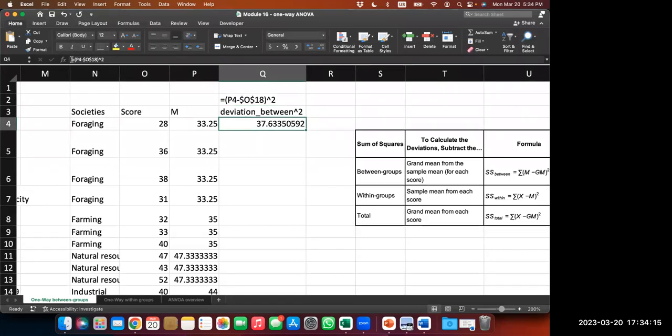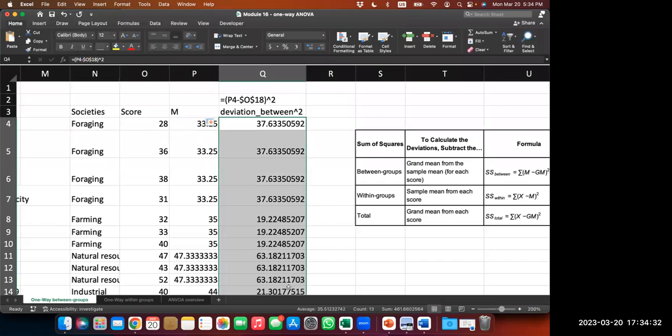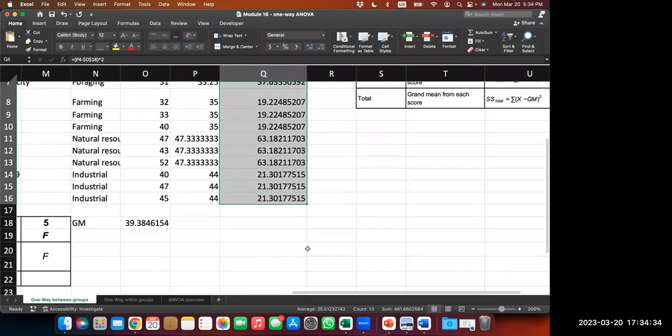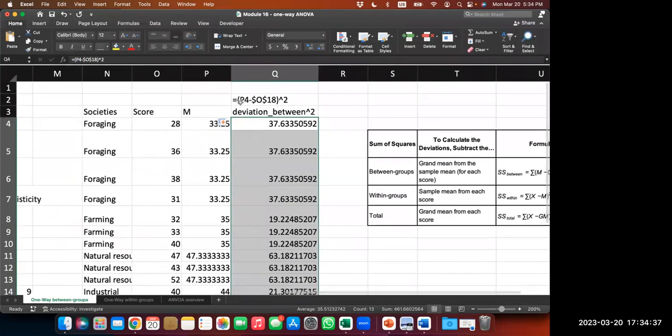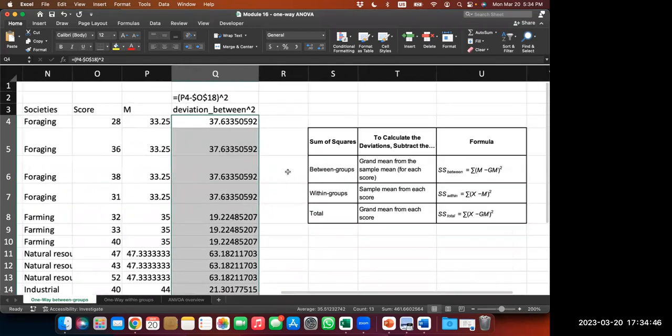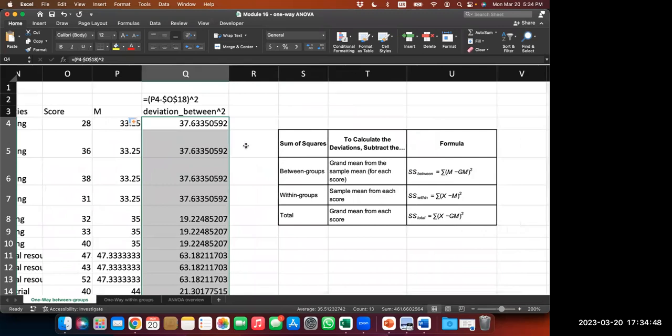So if you are in the same formula, you basically take the individual m minus your grand mean, locking this in so that it doesn't shift. And then if you have that formula in here, you just have to click all the way down. It will automatically propagate all the way down. Important is just that you do P4, or the respective first M entry, minus your grand mean, and that locked in. So that's your between groups variance.